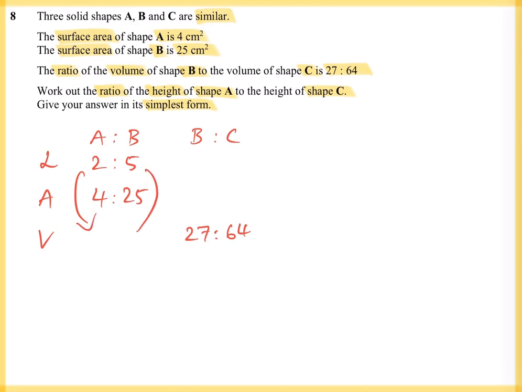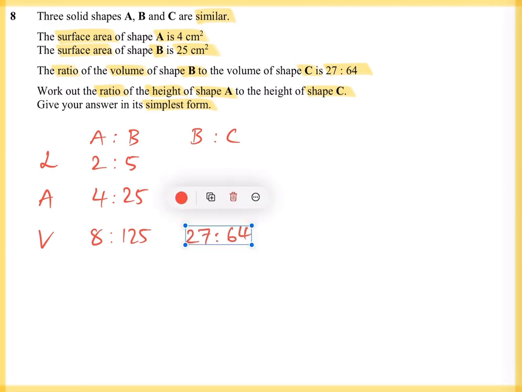I can then cube these to find the volume ratios. So that will be 8. 5 cubed is 125. This is a non-calculated question, by the way. So we're going to have to use our knowledge of square and cube numbers, as well as square root and cube root numbers. Okay, so if I want to work backwards to find the length ratio, I will cube root.